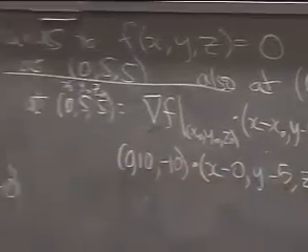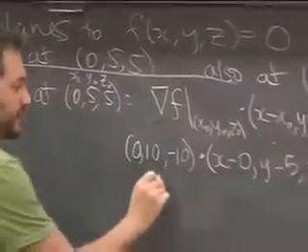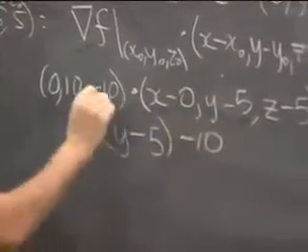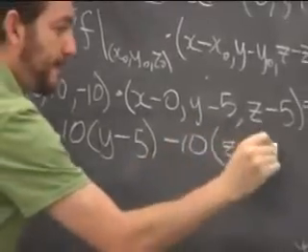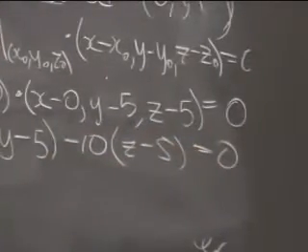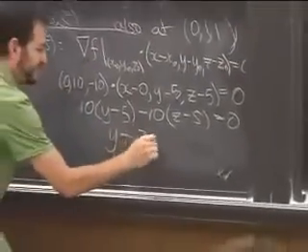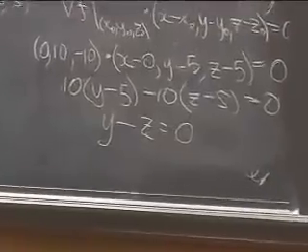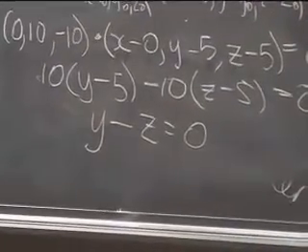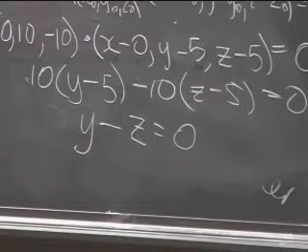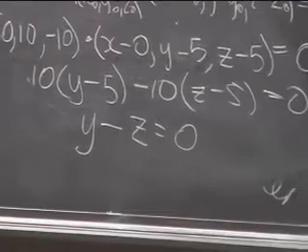points. And now I can do the dot product. 0 dot this is nothing, and I'll get 10 times (y - 5) minus 10 times (z - 5) equals 0. So you can divide by 10, and it turns out you'll cancel out the 5, and you get y minus z equals 0. And that's a plane. It's points where y minus z equals 0. Its normal happens to be in the direction of (0, 10, -10). Nice. We still have to do the other point, though.